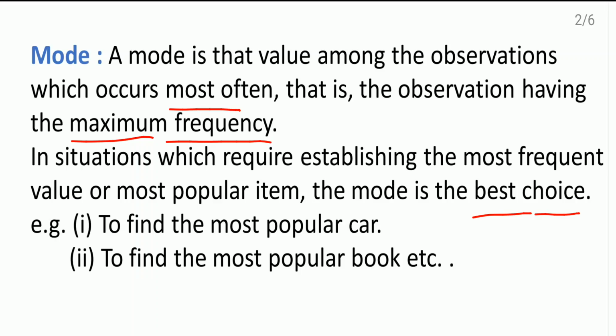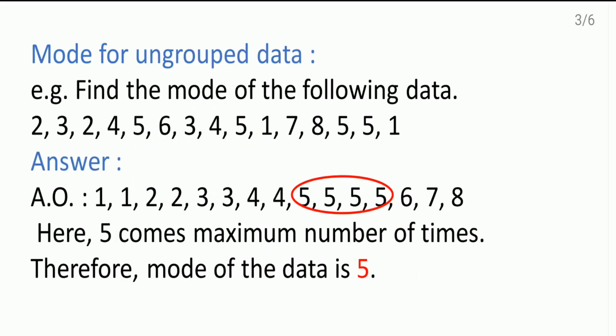So try to understand when we are going to use mode. Whenever there are situations where we require the most frequent value or most popular atom, that time we use mode to find out the central tendency. For example, to find the most popular car, what are we using? Mode only. To find the most popular book, we use mode. Correct? And so many more.